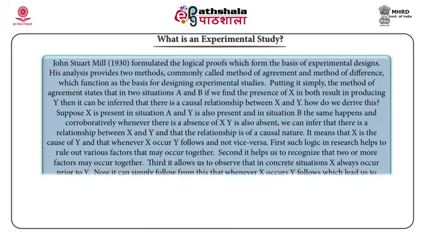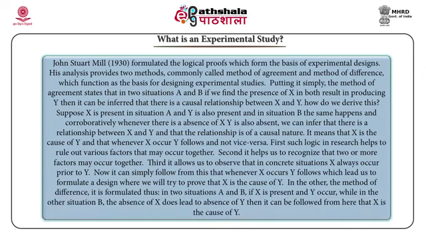Suppose X is present in situation A and Y is also present, and in situation B, correspondingly, whenever there is an absence of X, Y is also absent. We can infer that there is a relationship between X and Y and that the relationship is of a causal nature. It means that X is the cause of Y and that whenever X occurs, Y follows, and not vice versa.